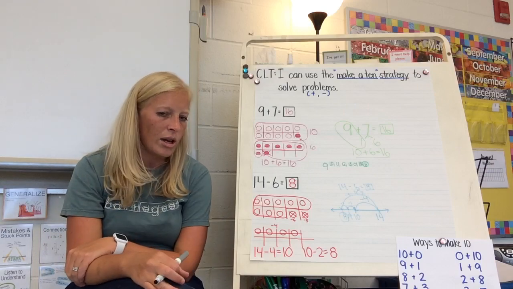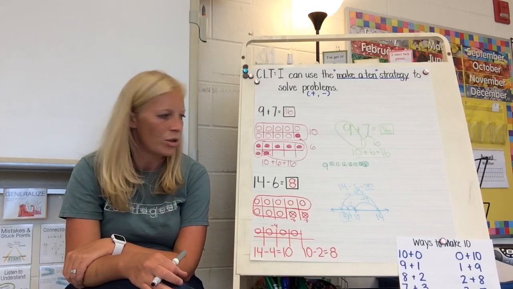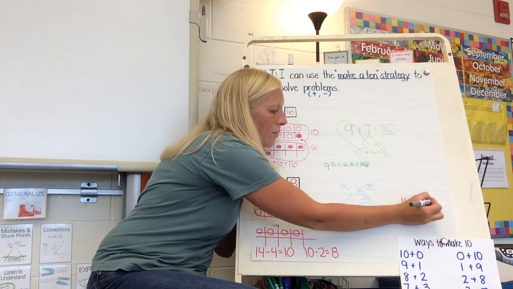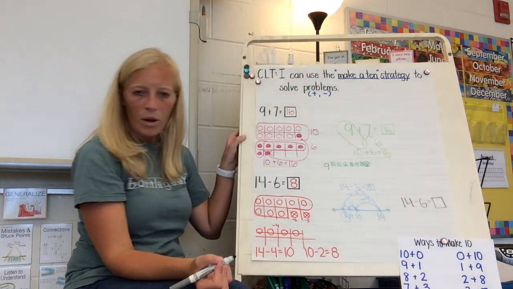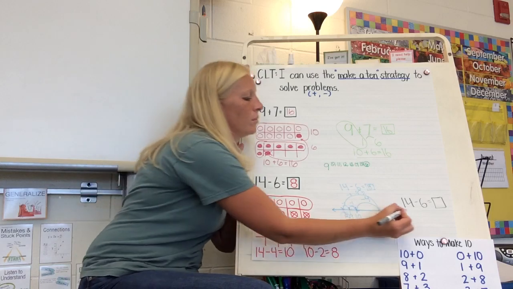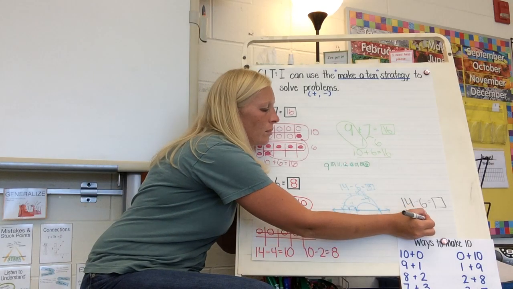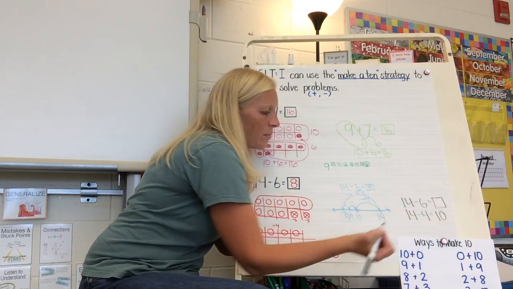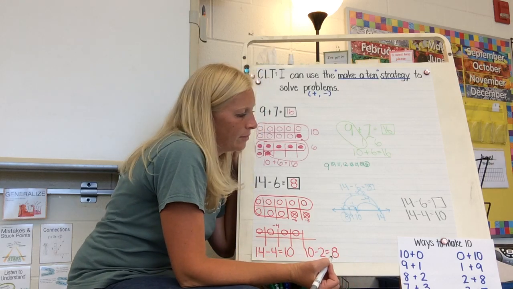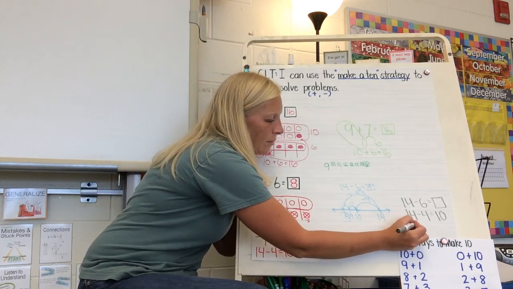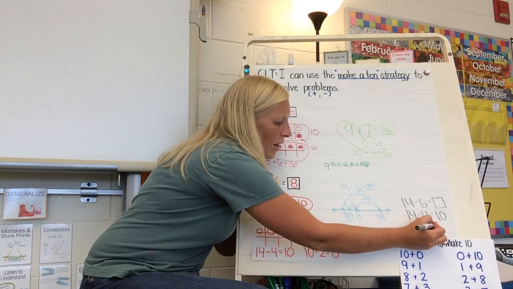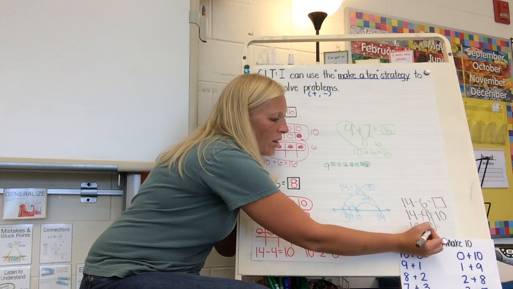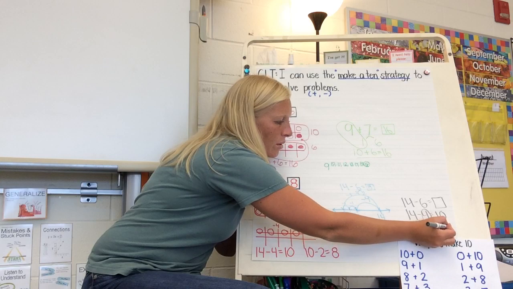Talk to me. You didn't draw any pictures. So how in the world did you solve this? Okay, what did you do first? Why'd you take away 4? Okay. Then what did you do? And why 2 more? Oh. And what did that get you?